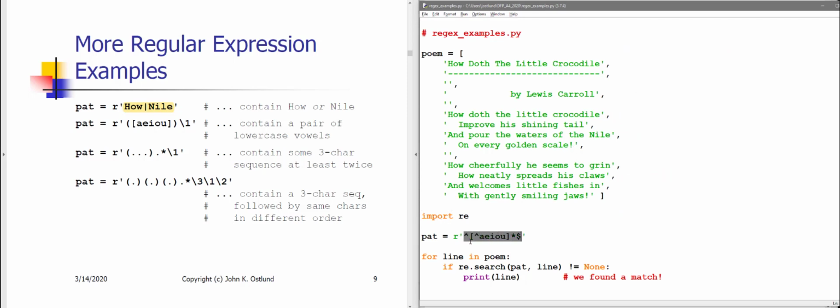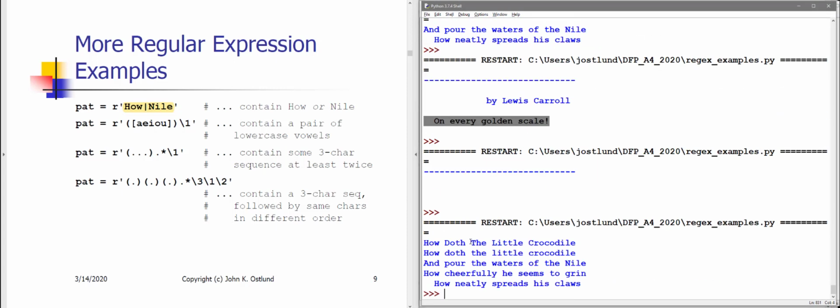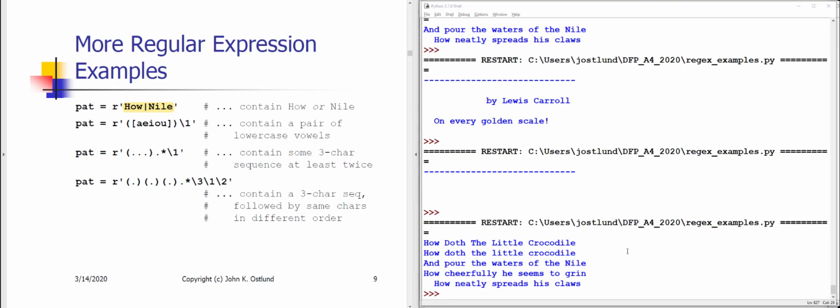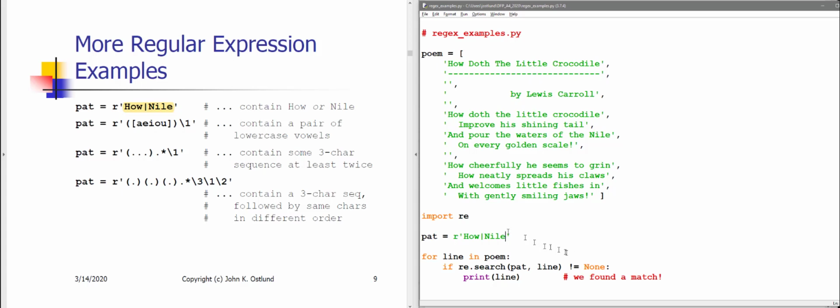All right, so I'm looking for how or Nile. And let's see what we get, if anything. Okay, so we have many lines that contain how with a capital H. 4 lines, in fact, that contain how with a capital H. And we've also got 1 line that contains Nile with a capital N. So we got a total of 5 lines that match that pattern.